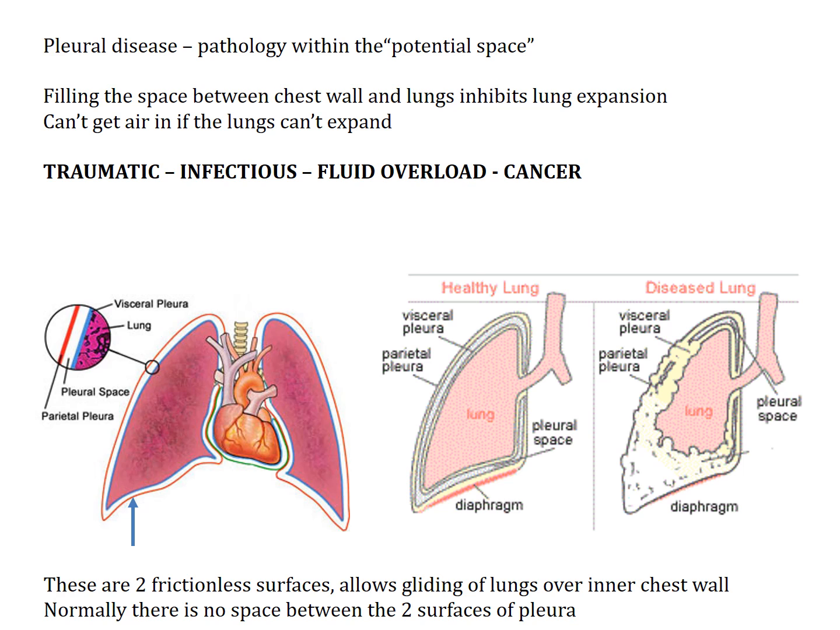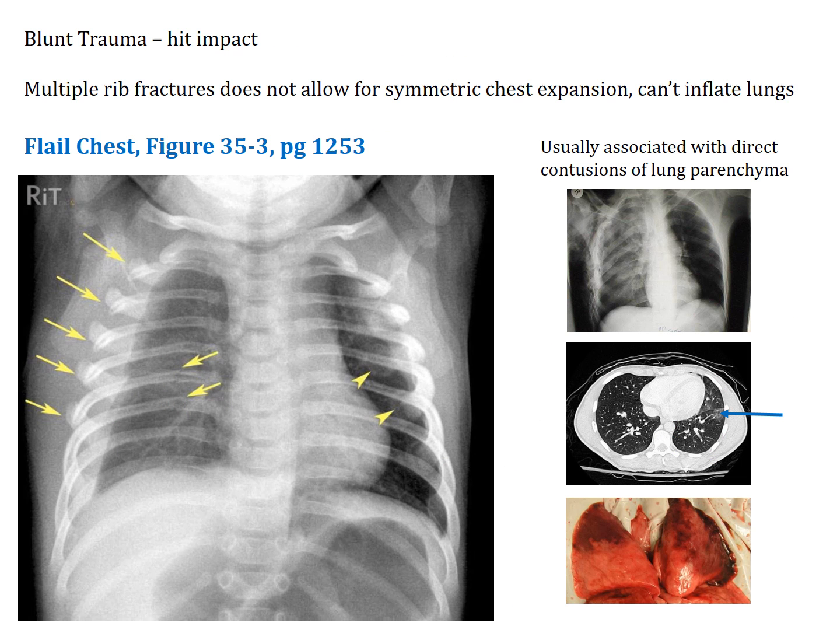A lot of different pathologies can affect the pleural space. Trauma, infectious, fluid overload, cancer. So really quickly here, let's look at some pleural pathologies. Okay, first let's talk about blunt trauma and impact to the chest. And impact to the chest can lead to rib fractures.